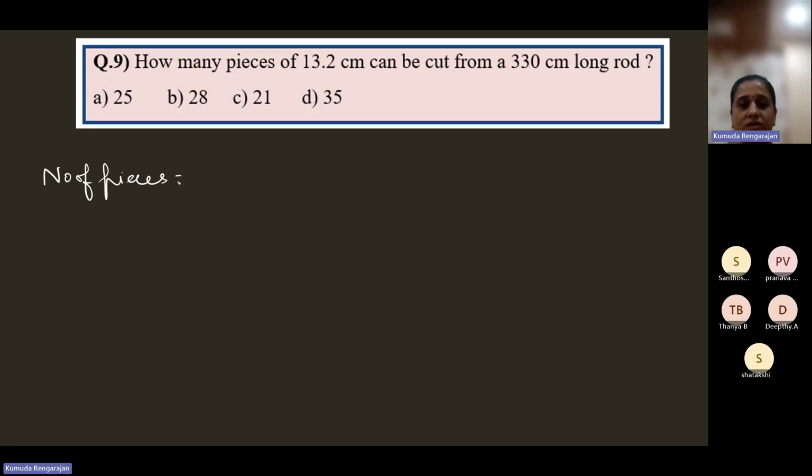The number of pieces is equal to 330 divided by 13.2. How many pieces of 13.2 centimeters can be cut from a 330 centimeter long rod? So like supposing you have a rod which is 20 centimeters long and you want to make small pieces of 2 centimeters each. You have a 20 centimeter long rod and you want to make small pieces of 2 centimeters each. So how many pieces will you get, children?